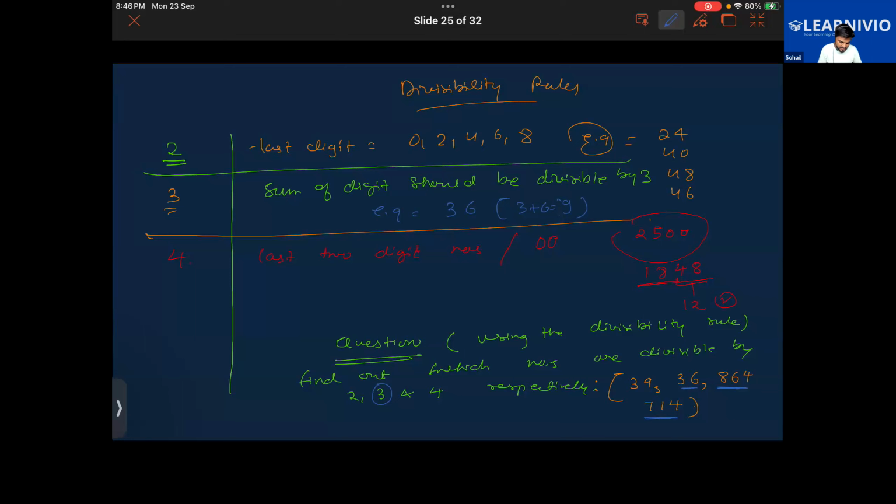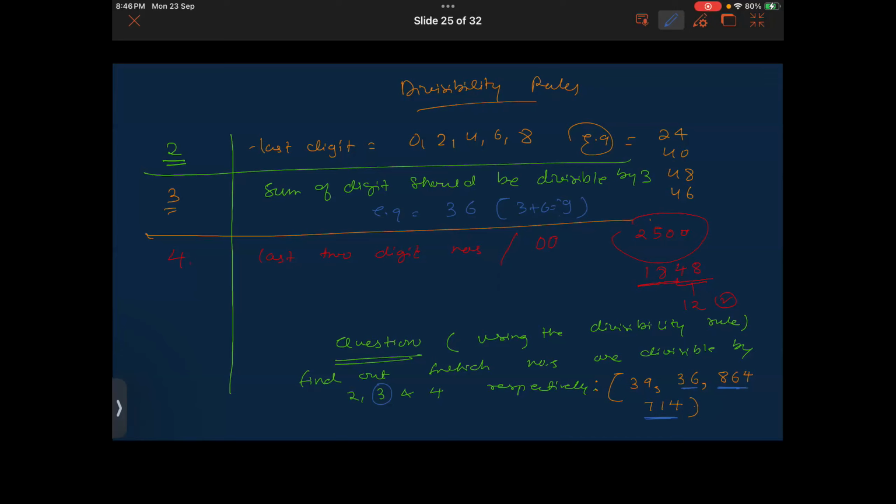Okay, for the number 3 here. Read the rule. What does the rule say? The sum of the digits should be divisible by 3. So what do we have to do in there? Find the sum of the digits. Like 3 plus 9 is 12. So is 12 divisible by 3? If yes, then 39 will also be divisible.